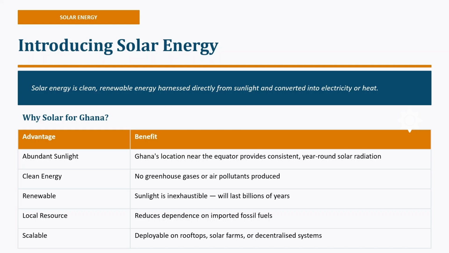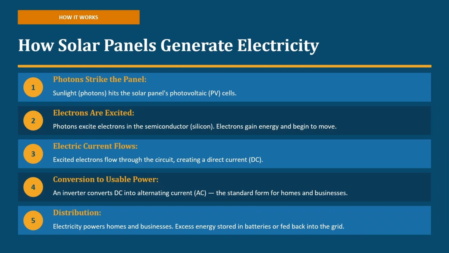So these are some of the advantages that solar energy is going to offer we as Ghanaians, and why it's strongly advocated that we transition from using fossil fuels to using solar energy. Let's look at how solar panels work, or how they generate electricity.